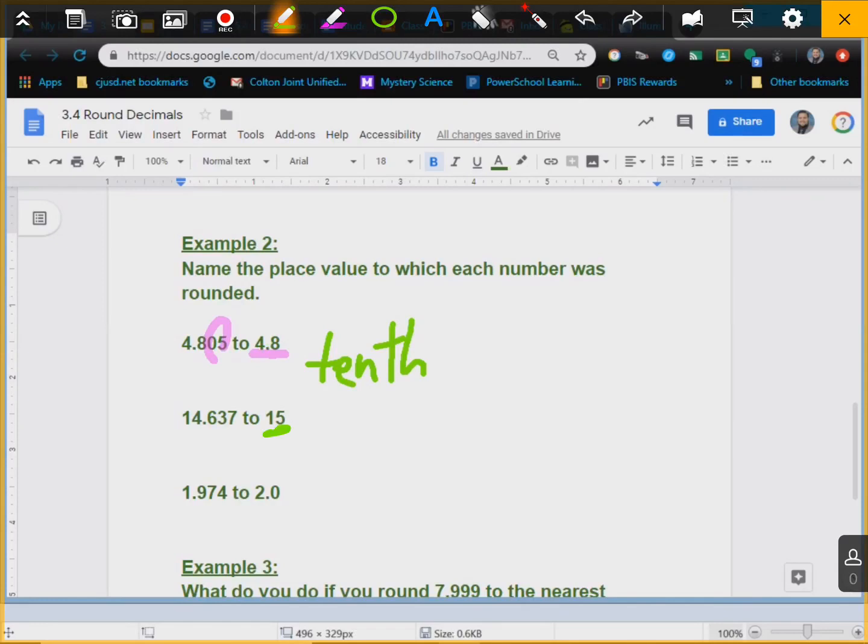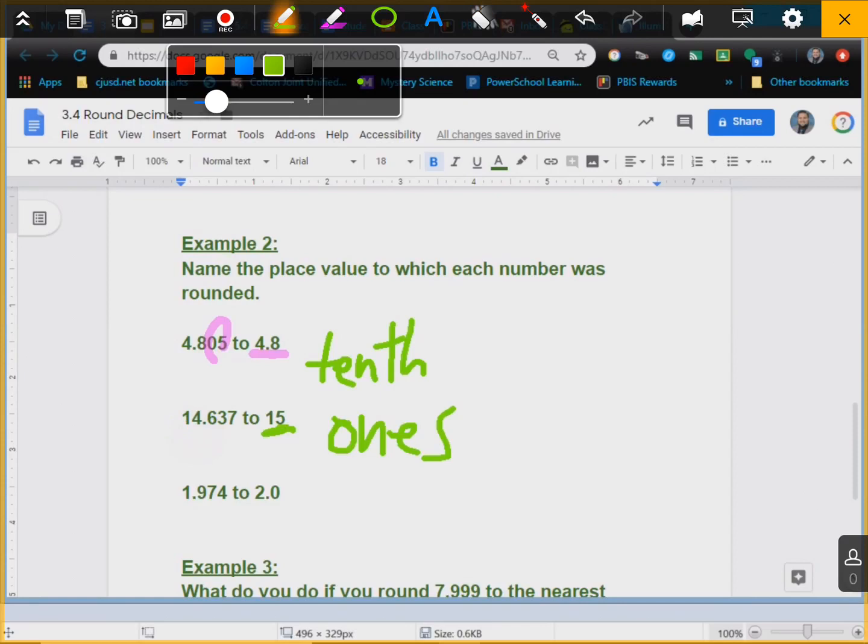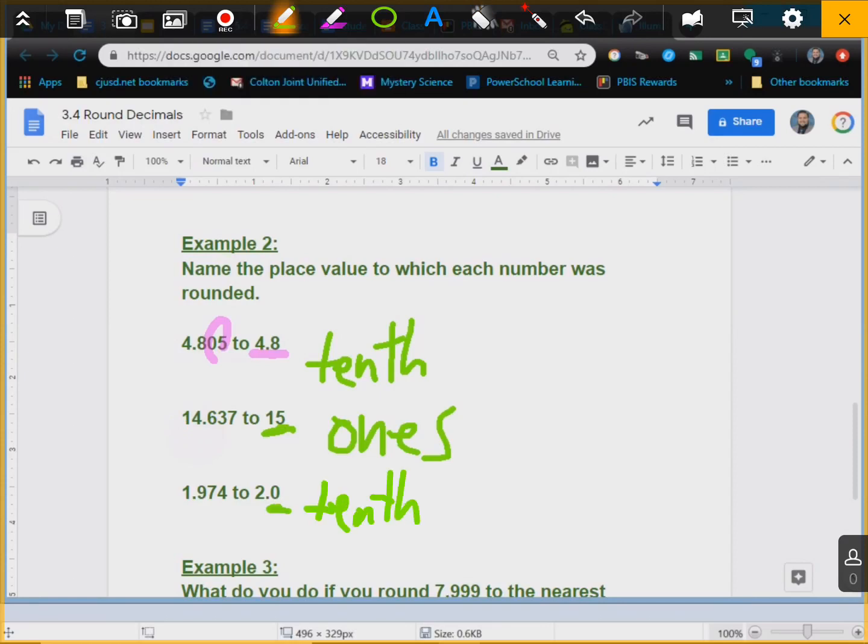Let's look at this one. Well, what's left? You got the 1 and 5. So the last one that was rounded is, well, the 4 was rounded up to a 5. So it was in the ones place. And this one, what's left? The tenths. So it was rounded in the tenths place, because the 9 got rounded up to a 0, which rounded this up to a 2.